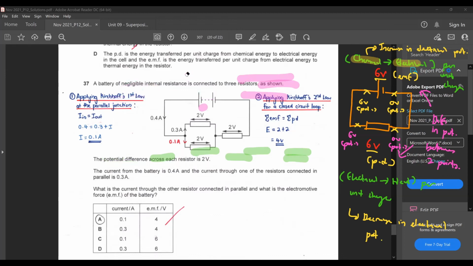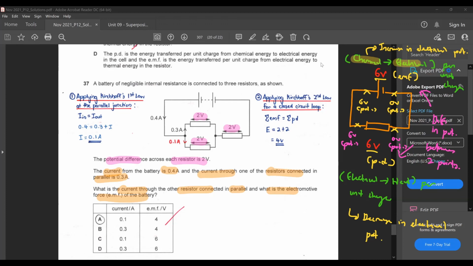37, you have a battery of negligible internal resistance that is connected to 3 resistors as shown. The potential difference across each resistor is 2 volts. The current from the battery is 0.4 amps and the current through one of the resistors connected in parallel is 0.3 amps. What's the current through the other resistor connected in parallel? And what is the electromotive force of the battery? So this one pretty straightforward.